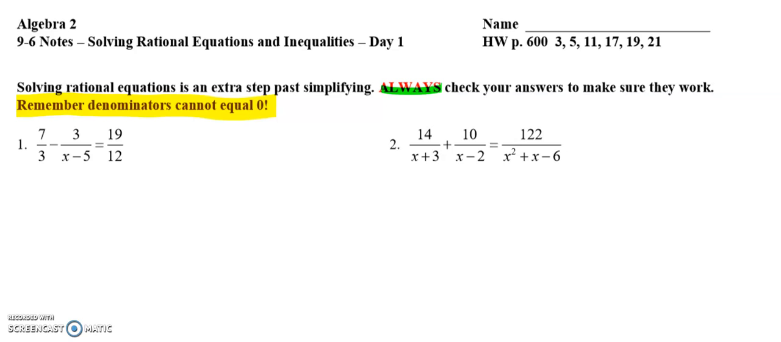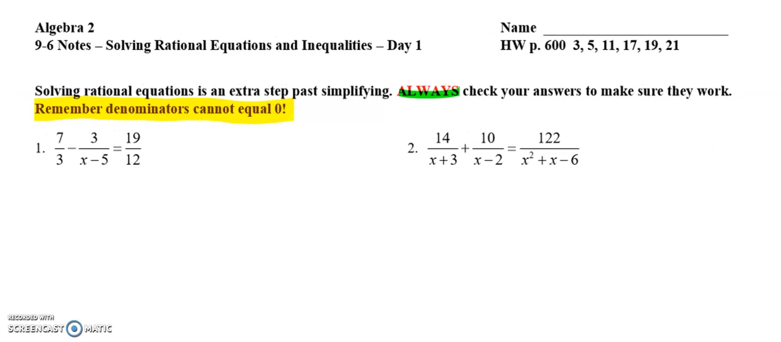Okay, so let's take a look at the first one here. We've got 7 over 3 minus 3 over x minus 5 equals 19 over 12. So first thing we're going to do is get a common denominator for the left. So what do I need for my common denominator? I need a 3 and I need an x minus 5. So I'm going to go ahead and fill out my denominators. And the right hand side, we're just going to leave that for now.